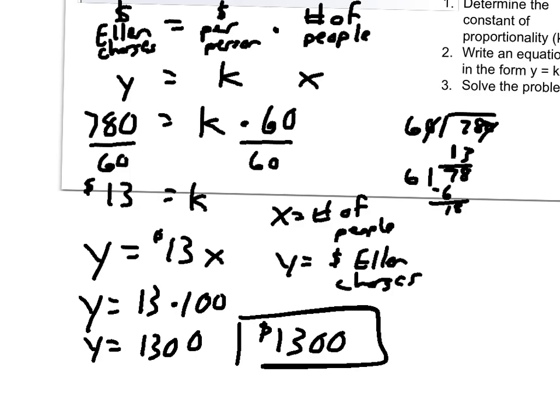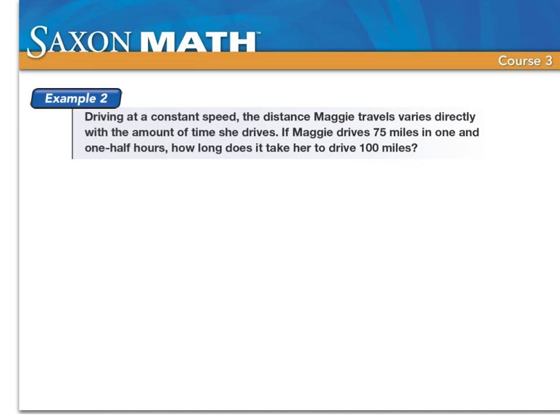Okay, let's move on to another example. Example 2 says, driving at a constant speed, the distance Maggie travels varies directly with the amount of time she drives. If Maggie drives 75 miles in 1.5 hours, how long does it take her to drive 100 miles? So again, we know that Maggie's distance is going to equal her speed times how long she drives.